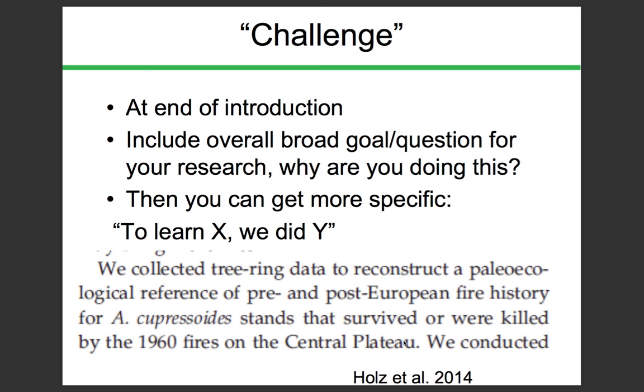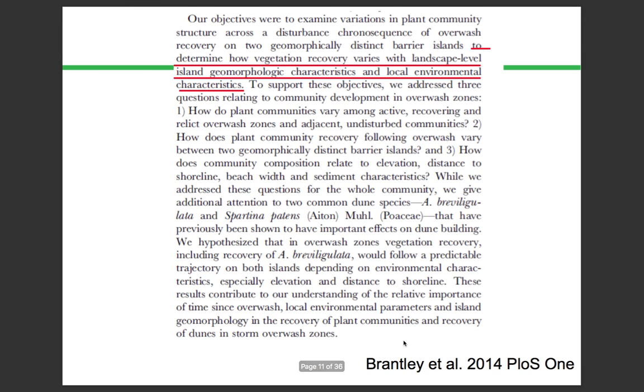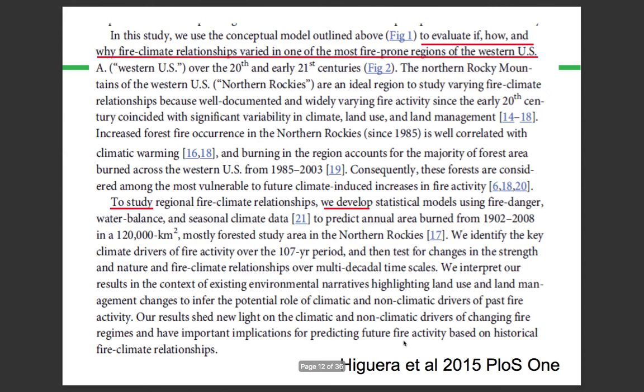Here's another example. We collected tree ring data to reconstruct a paleo-ecological reference of pre- and post-European fire history. Here's another example of putting these objectives in: to determine how vegetation recovery varies with landscape, island geomorphological characteristics, and local environmental characteristics. So to support these objectives, we address 3 specific questions. So read through these paragraphs and see how they flow. They start with our objectives, what to examine, and then they get to the action of exactly how it was done and asking of the questions.